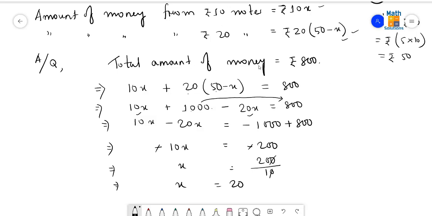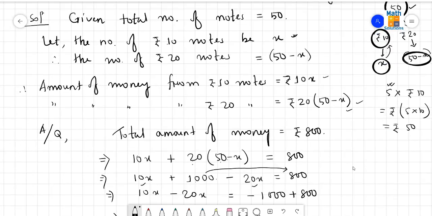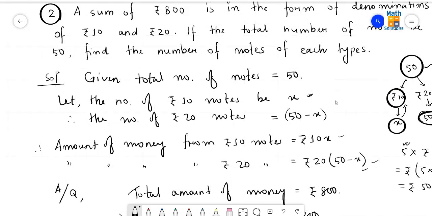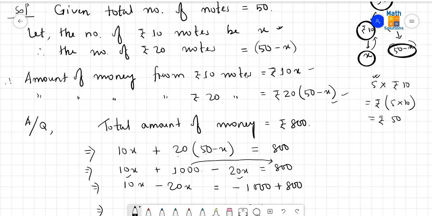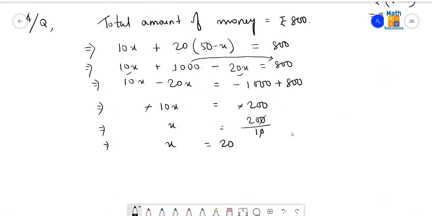What is the number of notes we have for each kind? See the last line of this question, what is said here? If the total number of notes be 50, find the number of notes of each type. That means we have to calculate the number of notes for rupees 10, that means value of x, which we already got, and the number of notes for rupees 20, which is yet to be obtained. So let us check what result we are getting.